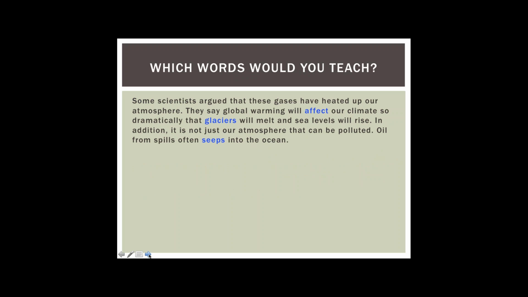A second example, and again, it's just an elementary science passage. I've highlighted a few words. These are words that I have selected myself. And my question to you would be, do you believe that students in your classroom would be able to figure out the meanings from context of any of these words?